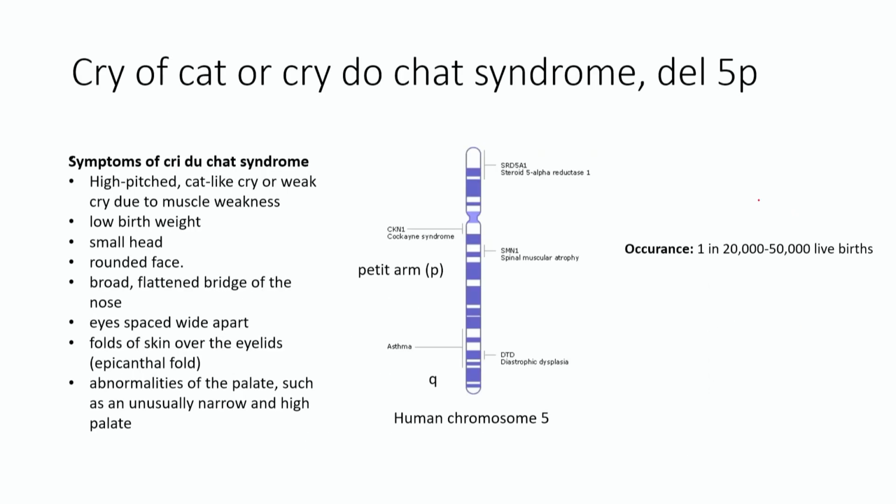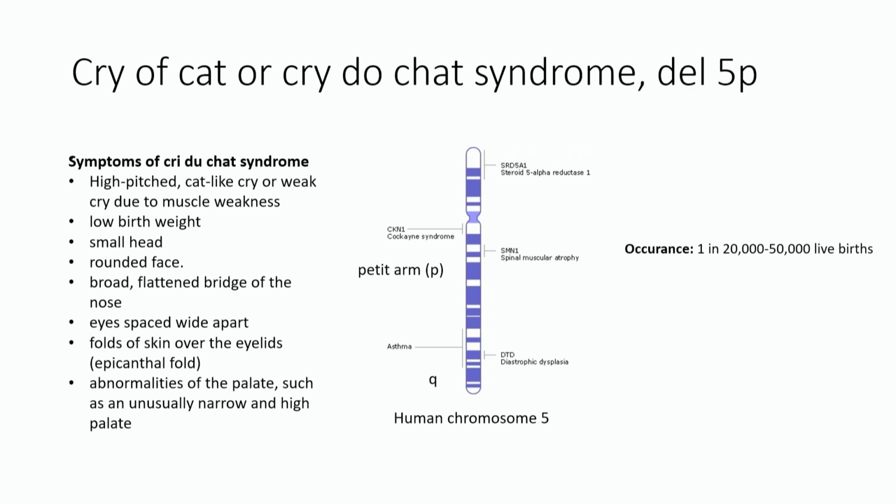Let us come to another one. This one you have seen. This is cry of cat or Cri-du-chat syndrome. This is due to deletion in the 5p region. So again, this is chromosome 5 and the p region is this region. And here, if chromosome 5p is deleted, this occurs in 1 in 20,000 to 50,000 live births.